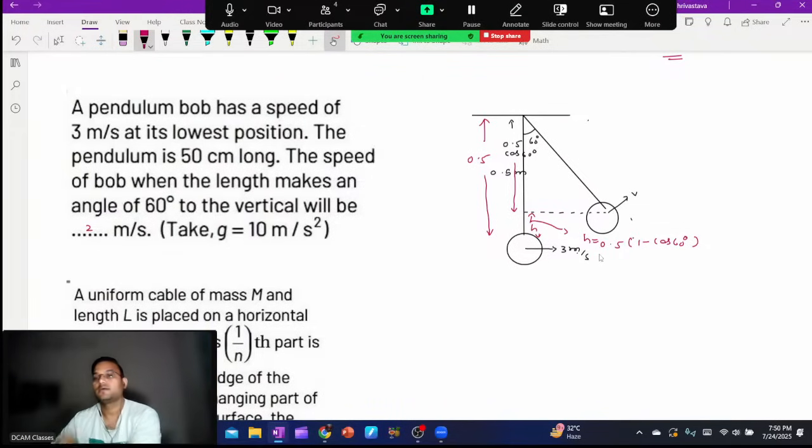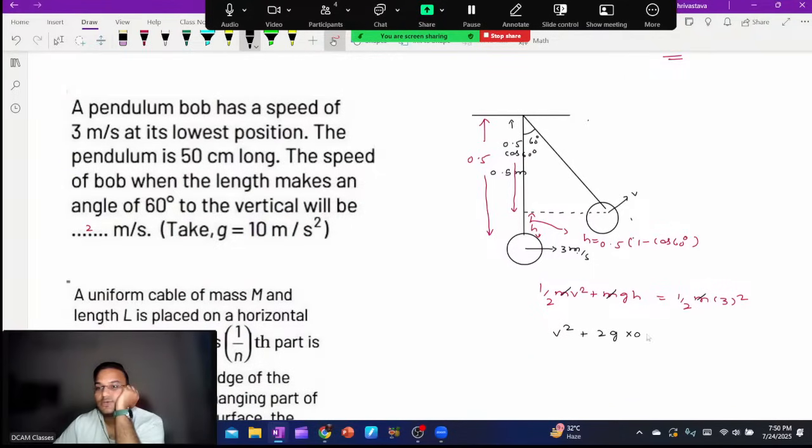Now half mv square equals mgh plus... no, half mv square plus mgh is equal to half m into 3 square. That's correct. So you can cancel out m. So it will become v square plus 2g into 0.5 into (1 minus cos 60, which is 1 by 2). So it will be 9 equal to... v square plus 5, so v square is 4. So v will be equal to 2 meter per second.